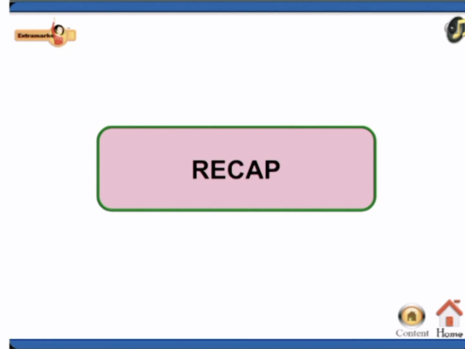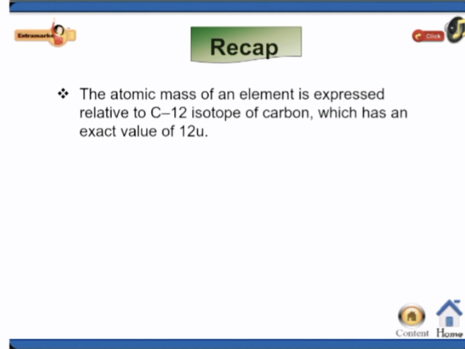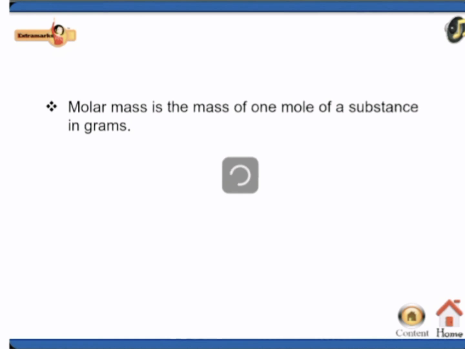Let's have a quick recap. The atomic mass of an element is expressed relative to the C12 isotope of carbon, which has an exact value of 12 u. Molar mass is the mass of 1 mole of a substance in grams.